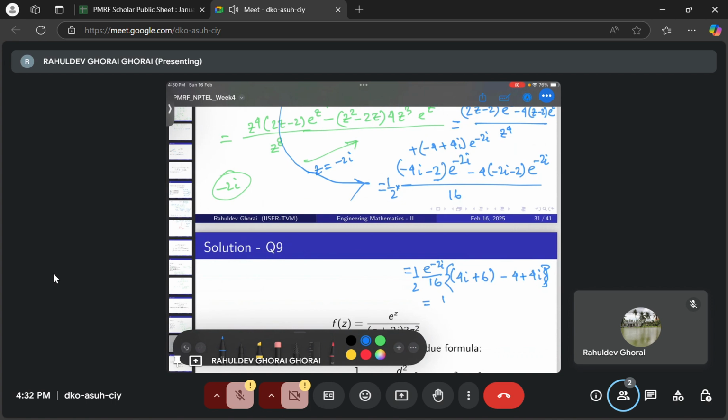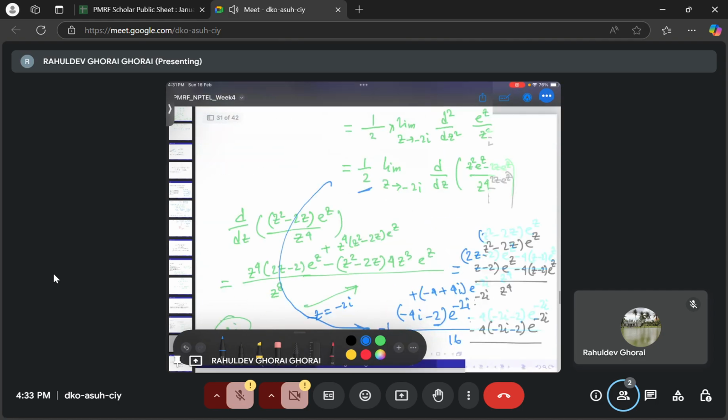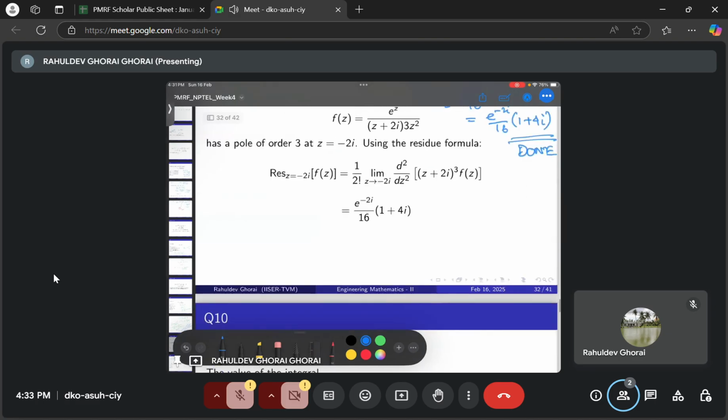If we do that, what will happen? Half times e to the power minus 2i over 16. I am keeping this, and then it will be 2 plus 8i. That is nothing but e to the power minus 2i over 16 times 1 plus 4i, and we are done. That has to be the answer. These are incorrect, and you can see the answer. Yes.